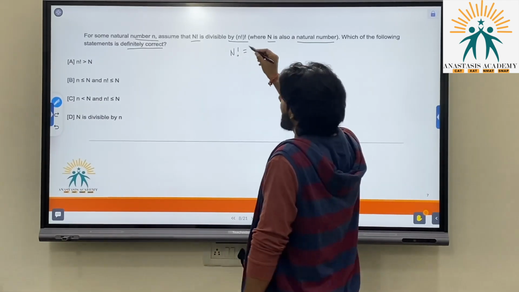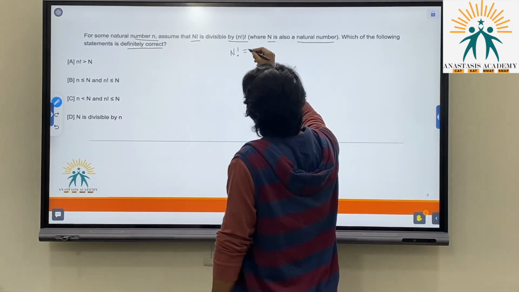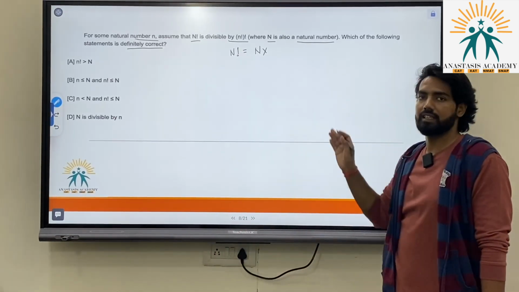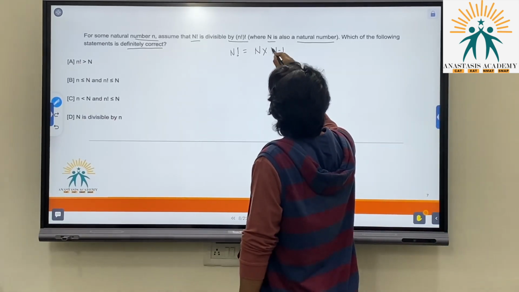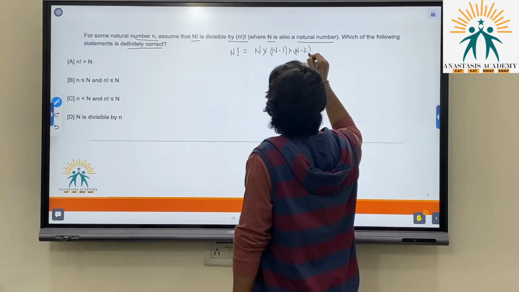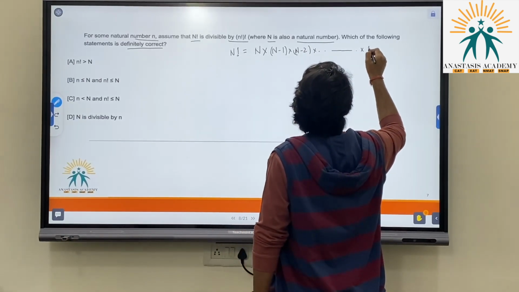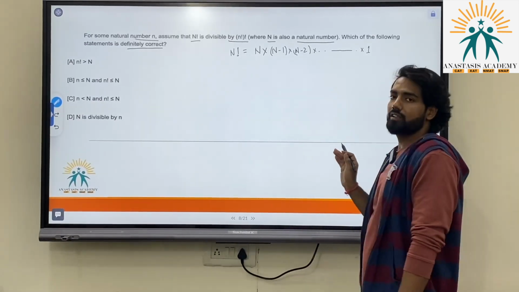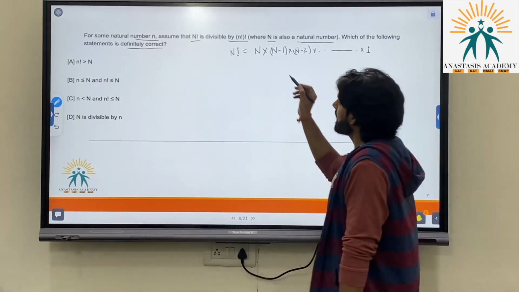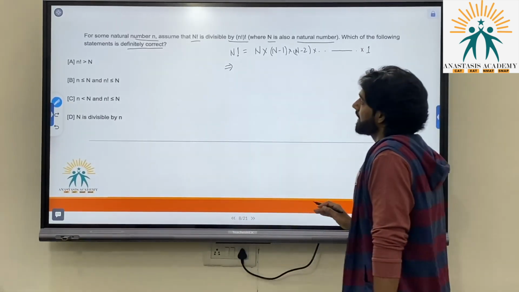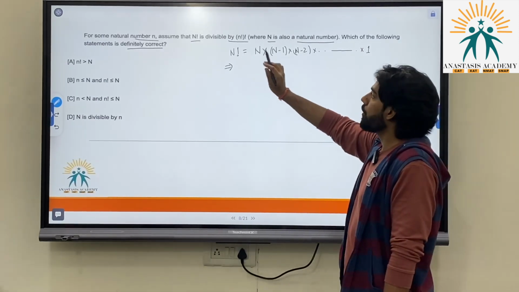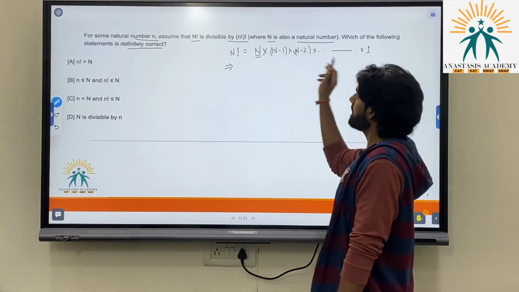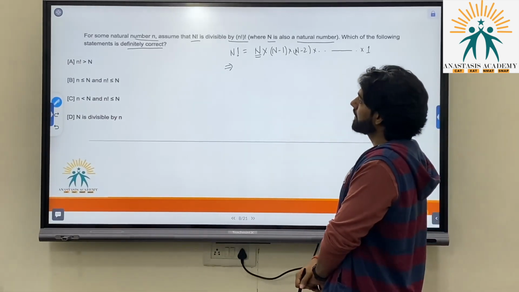What is n factorial? N factorial is a number obtained by multiplying n by all the numbers less than it: n minus 1, n minus 2, up till 1. So n factorial is n into n minus 1, n minus 2 and so on till 1. So what I can get from here is that n factorial is divisible by all the numbers less than or equal to n.